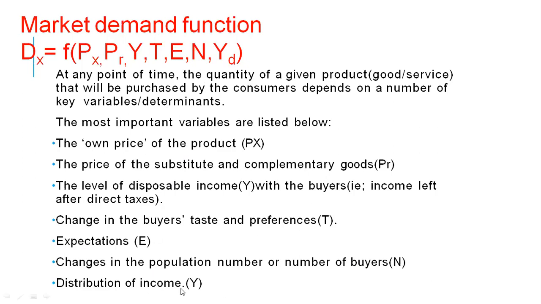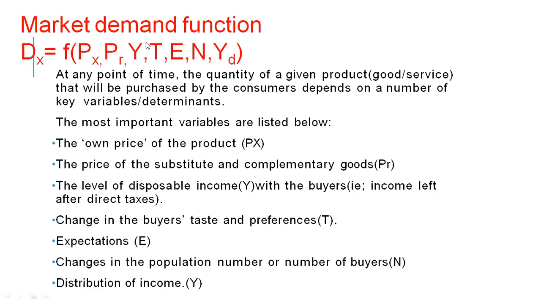Then coming to distribution of income according to the population. Distribution of income also affects the demand of the commodity. For example, if in any area you have more rich people and fewer poor people, then definitely the demand for that particular commodity is going to go up, because if the commodity is costly, the rich would not be affected by the price, and definitely they are going to demand it, whereas the price of the commodity definitely affects the poor people. So this is the distribution of income.